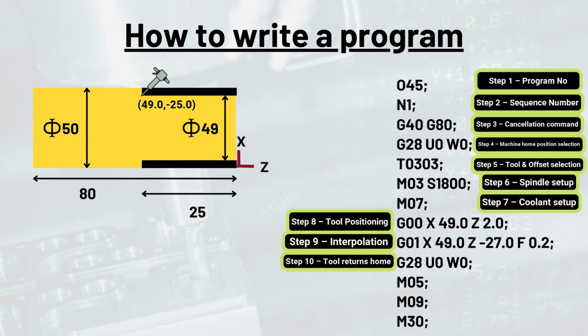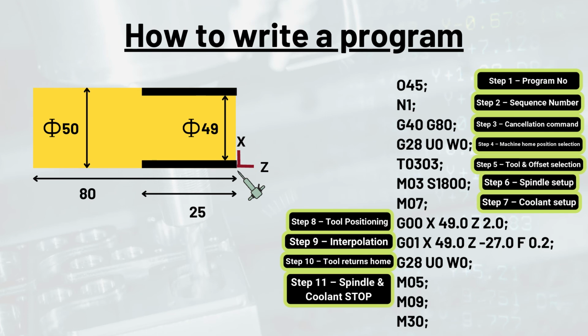In the next step, we will retract the tool. This step is also known as tool return home. We will simply select the machine home positioning selection command to return the tool home. That is, we are just repeating the fourth step here, G28 U0 W0.